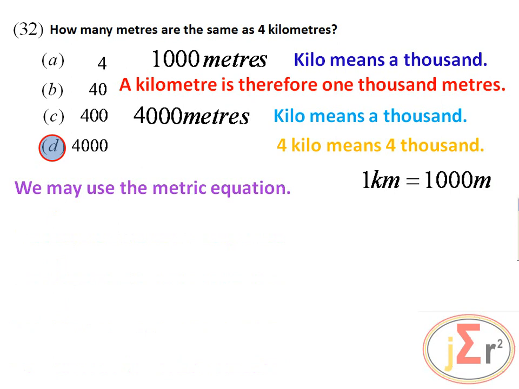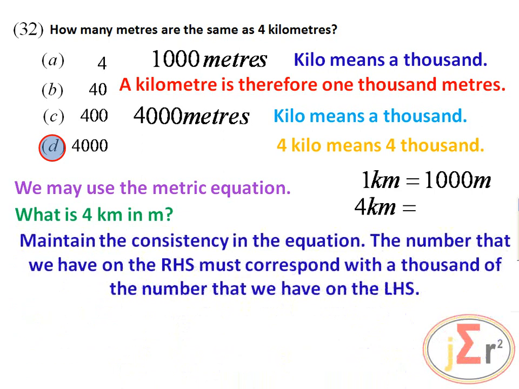We may use the metric equation. 1 kilometer is equal to 1,000 meters. So 4 kilometers will be equal to 4,000 meters. Right. So if 1 kilometer is 1,000, then 4 kilometers may be 4,000. Right. So what is 4 kilometers in meters?